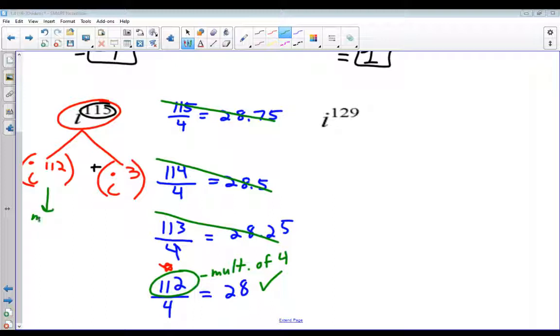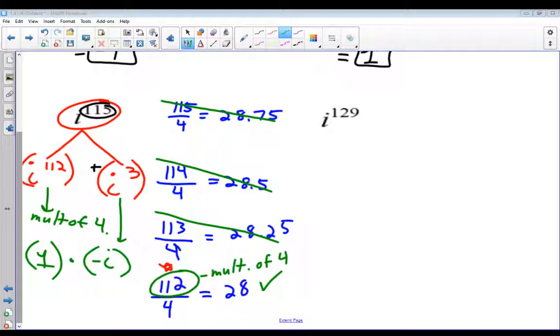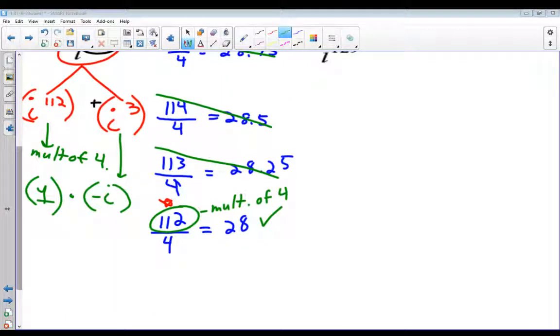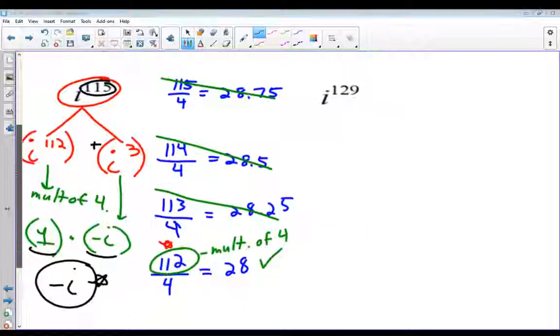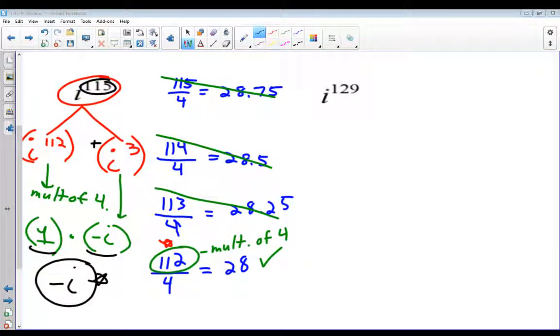So i to the 112, we just saw was a multiple of 4, and any multiple of 4 instantly becomes 1. And then second, we have i cubed, which according to the i1 pattern, that's the same thing as negative i. So in other words, we have just now simplified the problem to 1 times negative i, which means our final answer is going to be negative i.